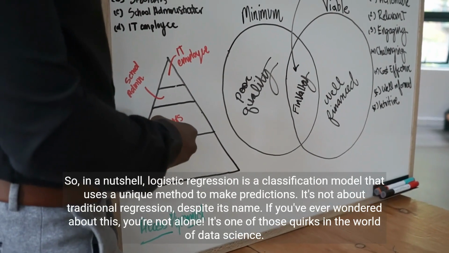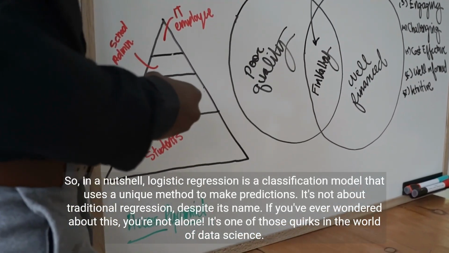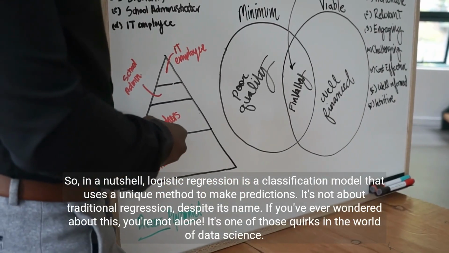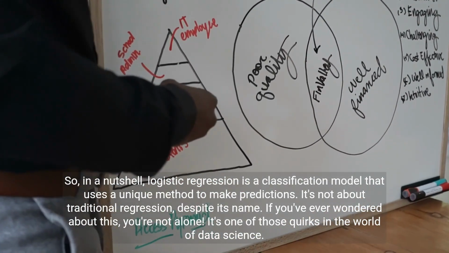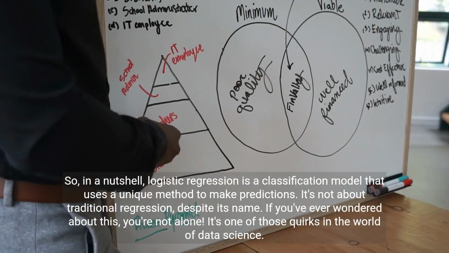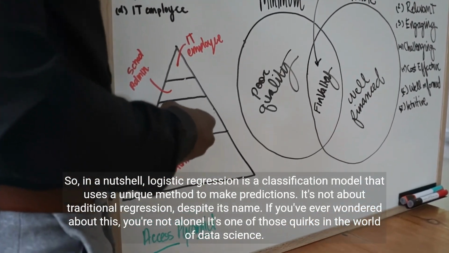So, in a nutshell, logistic regression is a classification model that uses a unique method to make predictions. It's not about traditional regression, despite its name. If you've ever wondered about this, you're not alone. It's one of those quirks in the world of data science.